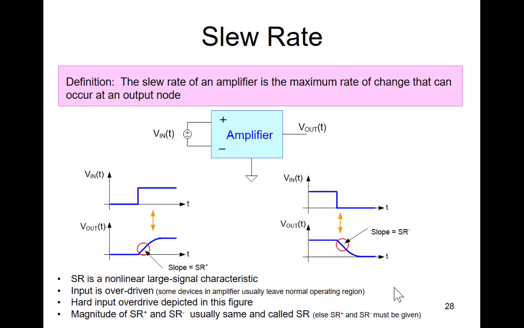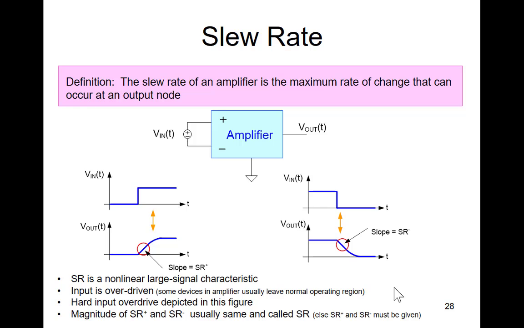So if you have a differential input amplifier and you put an input in that's big enough that the amplifier goes nonlinear, then your output will try to respond, and your output can only change so fast. The slope of this is, by definition, the slew rate. We have 2 slew rates: a positive going slew rate and a negative going slew rate, depending on whether you put a positive input signal in or a negative input signal in. So the slew rate is a nonlinear large signal characteristic.